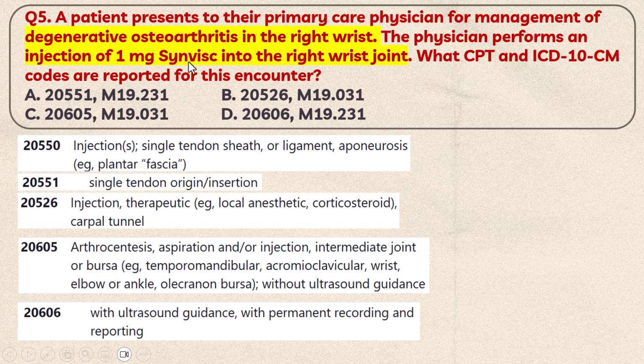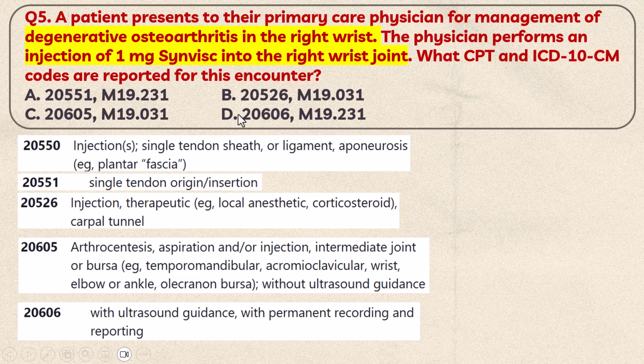So in this case, you can see degenerative osteoarthritis, physician performed injection into the right wrist joint. So right wrist joint injection. So the correct code will be 20605. You can see the wrist joint also mentioned in the description as well. So 20605 will be the correct answer for the CPT code.